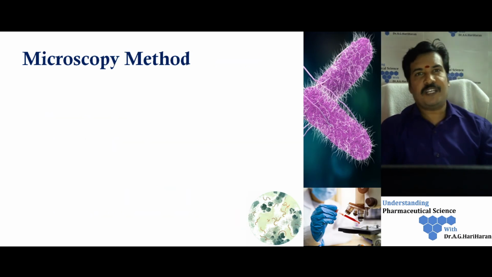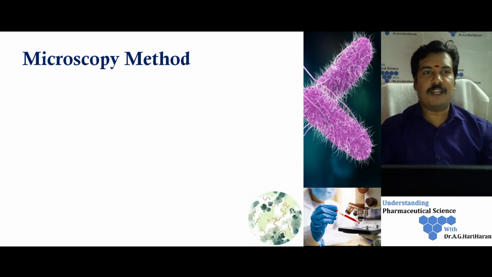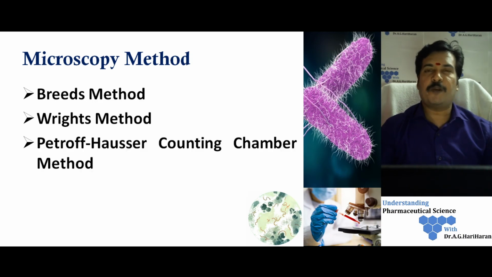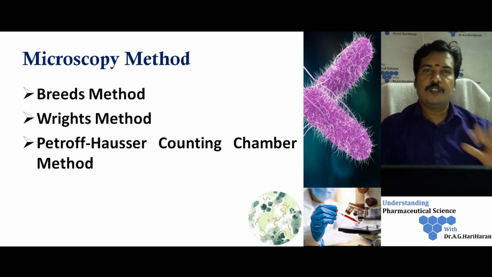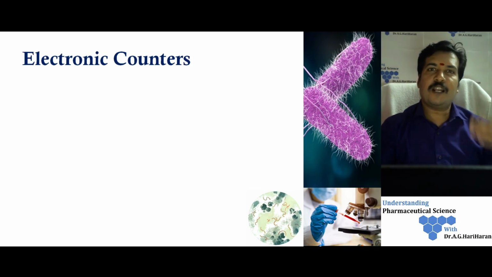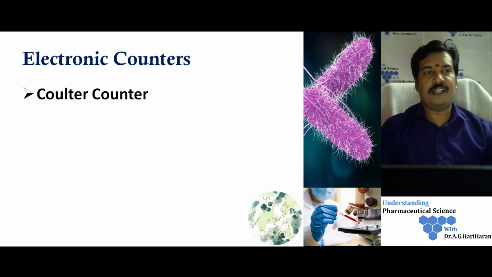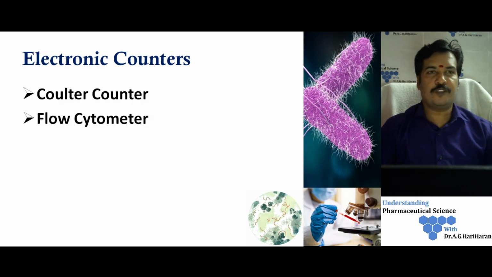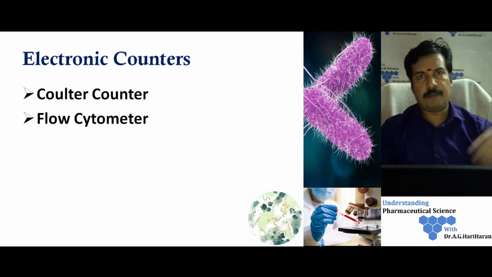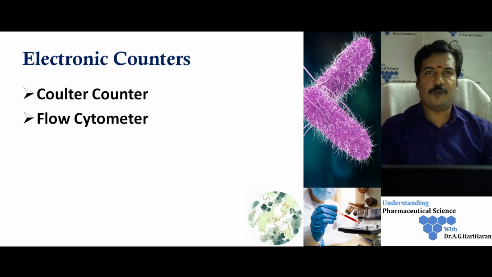For the microscopic technique, generally three methods are available. One is Breed's method, second is Wright's method, and third is the Petroff-Hausser counting chamber method. Recently the Petroff-Hausser method has been widely used for direct counting with the help of microscopy. The electronic counters or automated machines, generally the Coulter counter and flow cytometers, are used for counting these microbial cells. It gives an immediate reading of the total counts, and it needs less time for analysis when compared to the microscopic technique.